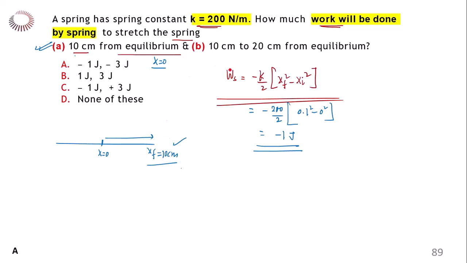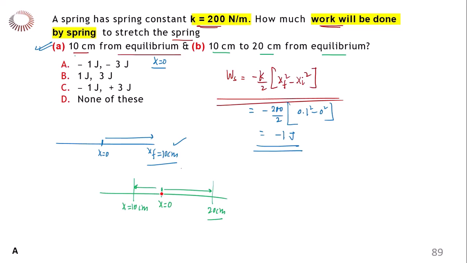Minus 1. In option B, the second category, what I am doing is the spring is elongated from 10 centimeter to 20 centimeter from equilibrium. That means, let us say this is the equilibrium position, x equals 0. You compress this spring by 10 centimeter. Let us say you are over here at x equals 10 centimeter, and then elongate it by another 20 centimeter.